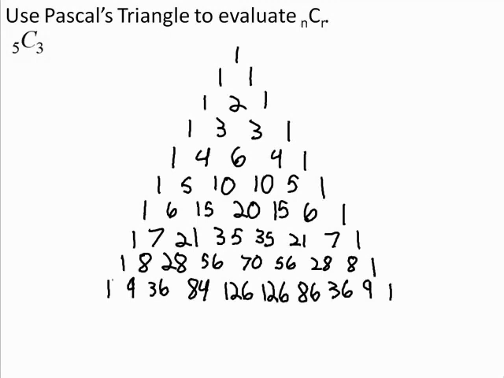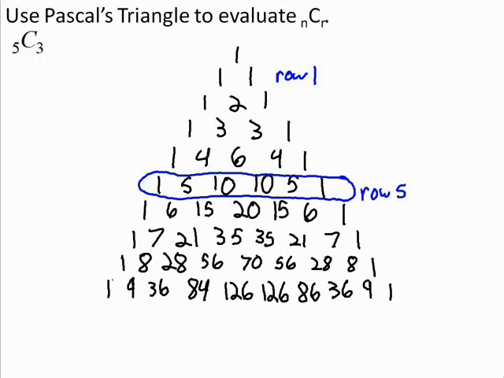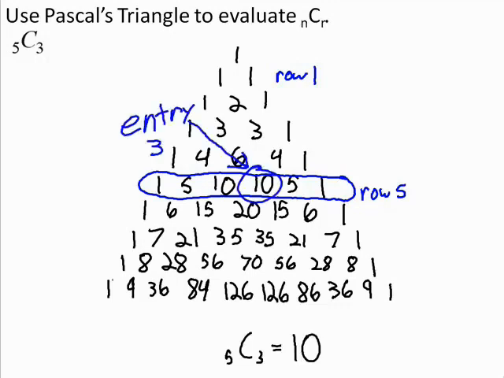Use Pascal's triangle to evaluate nCr for 5C3. Start by drawing Pascal's triangle. 5C3 is the third entry in the 5th row. Start by finding the 5th row. Note that row 1 is second from the top. The 5th row is 4 rows below this. Now find the third entry in this row. The 1 at the end does not count, so 5 is the first entry, 10 is the second entry, and the second 10 is the third entry. So 5C3 is equal to 10.